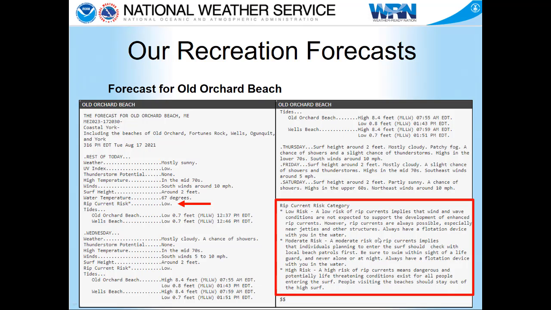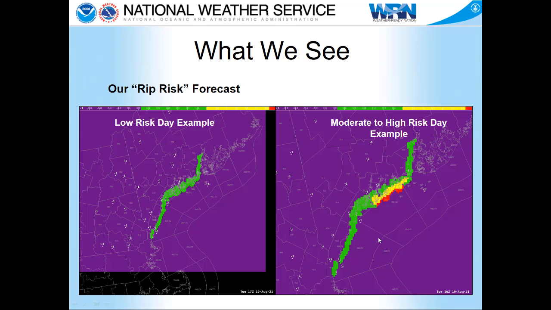So to actually issue that forecast, this is where that product comes from. From our forecast grids, that gets translated into the recreation product. So here on the left we have an example of a low risk day, and it's all green. Green means good, and the factors that go into that forecast are largely based on waves and periods, but also the direction of where those waves are coming from, and also wind direction.